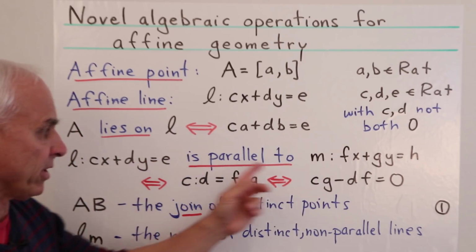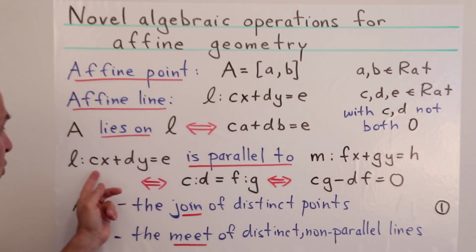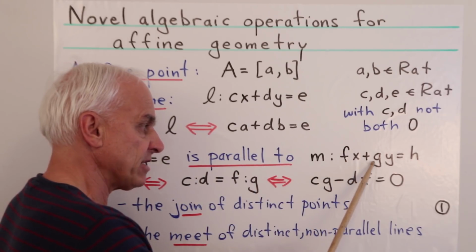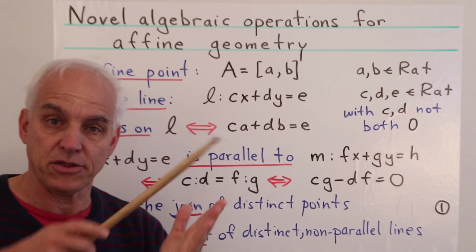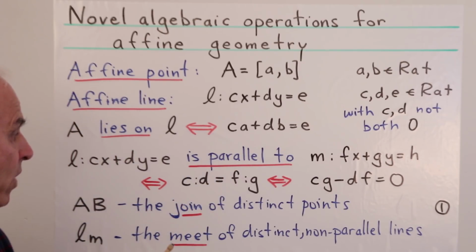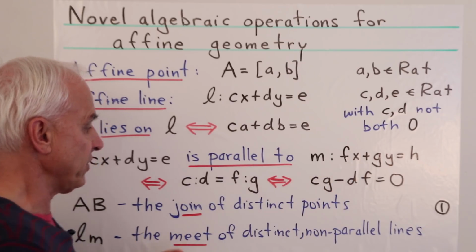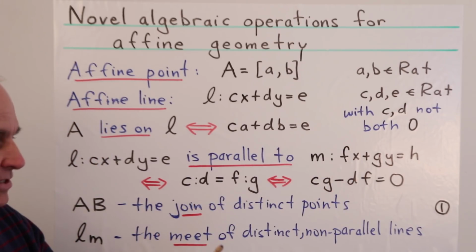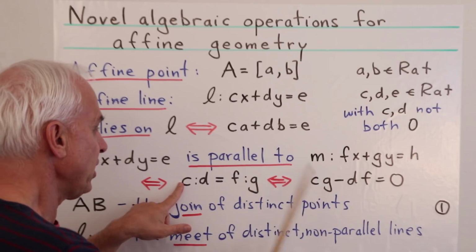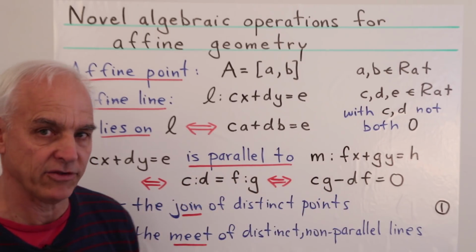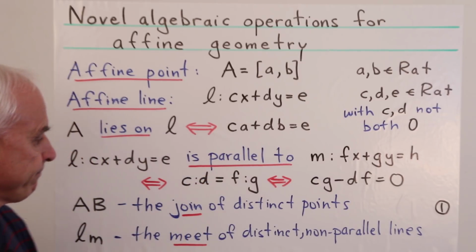We have a notion of parallelism of lines. So here's one line, cx plus dy equals e. Here's another line, fx plus gy equals h. We say that they're parallel when the proportion c to d is the same as the proportion f to g. And that means that c times g minus d times f equals 0. So that's the condition for parallelism of two lines.